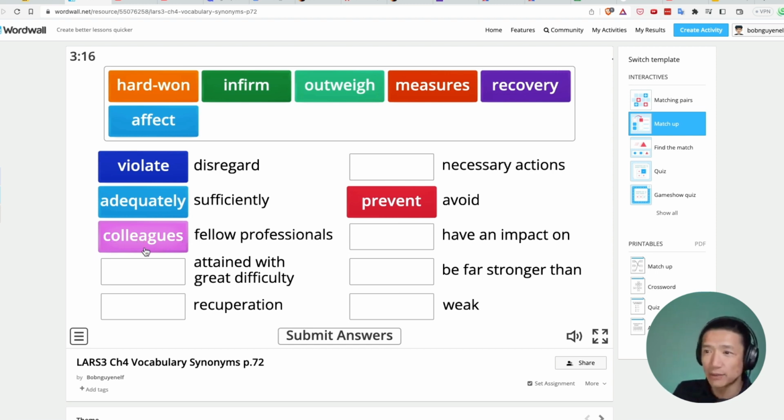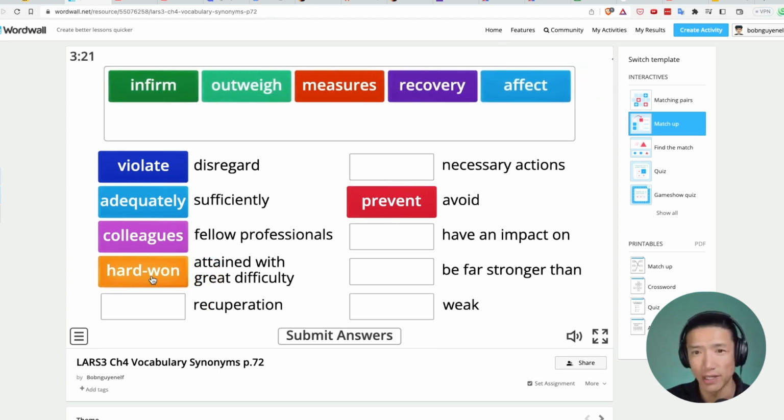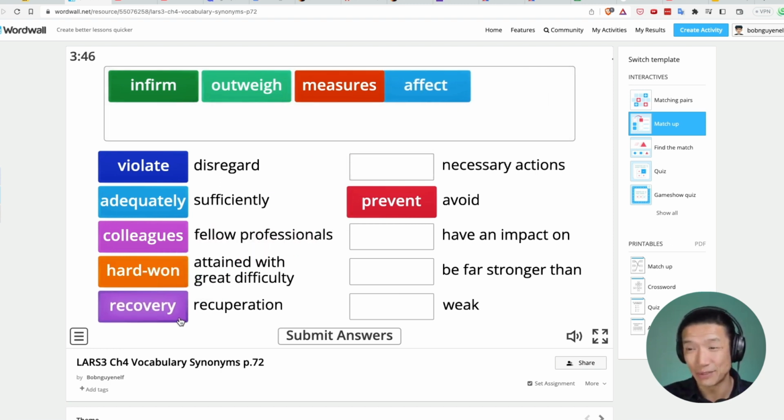Attained with great difficulty: something that is hard won. You can have a hard-won battle. You can have a hard-won examination where I passed. It was very hard-won. A fight, anything like that. A hard-won argument. A hard-won class with students. I don't think everybody wins in a good class, right? Recuperation. Recoup. Recovery. This is something again, be better again or something like that. So remember those words: recuperation, recovery.